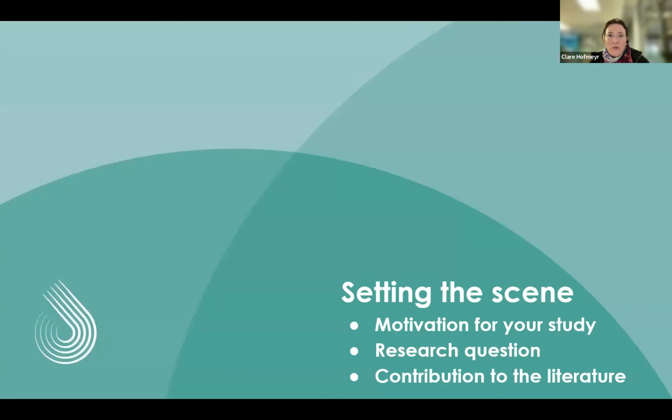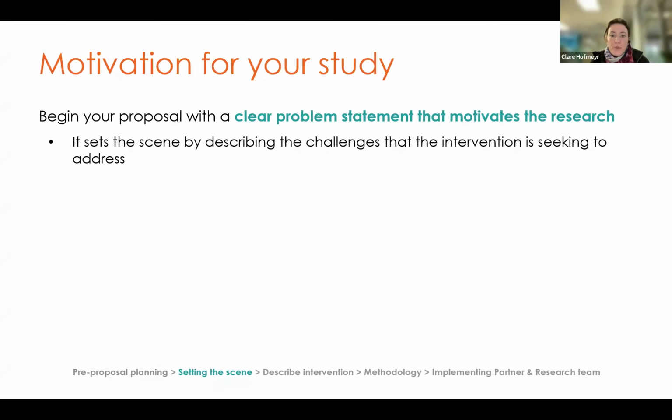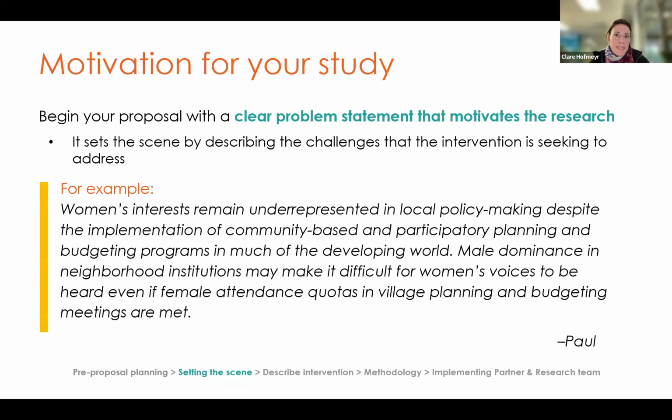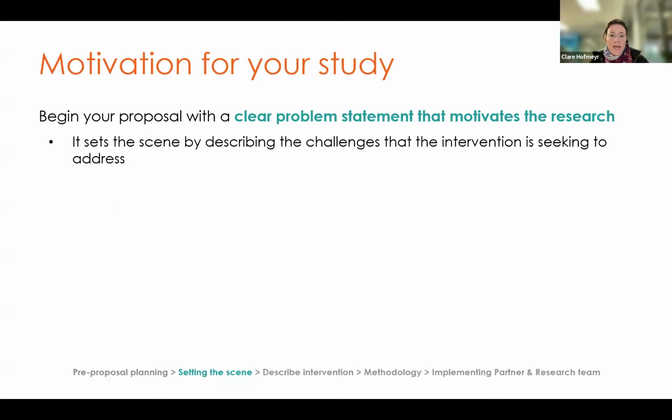Okay, so now I'd like to talk you through what I've called setting the scene. So motivating for your study, laying out what you want to do and how it's going to contribute to the literature. So your proposal should always begin with a clear problem statement that motivates the research. It sets the scene by describing the challenges that the intervention is seeking to address, and it should be succinct and to the point. So for example, we've taken an example from a real proposal from actually Eitan Paul, who you're going to hear from shortly. You could click to show it now.